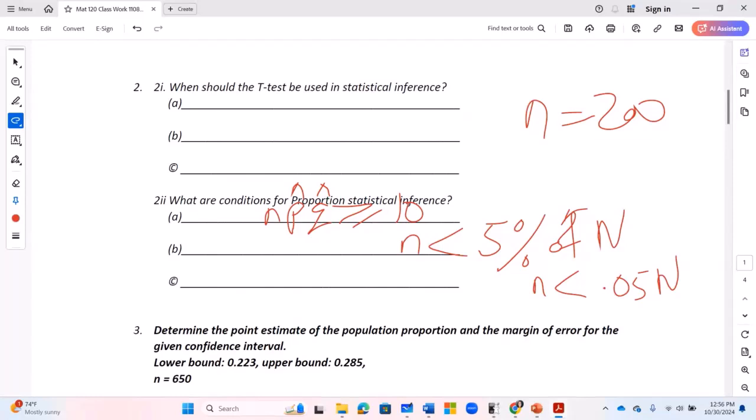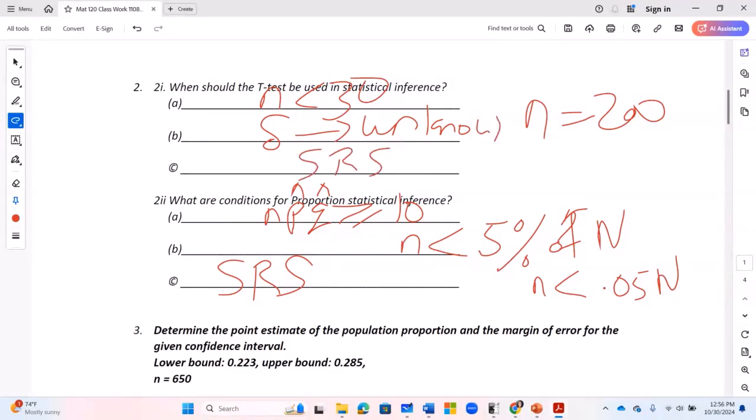And the third condition is that sample must be from a simple random sample. In other words, sample must be from a normal distribution. The sample you have taken must be taken from a normal distribution. Remember, we have already written this. Let's write it again. In T, sample size less than 30. Population standard deviation is unknown. Sample from a normal distribution. Simple random sample or sample from a normal distribution.